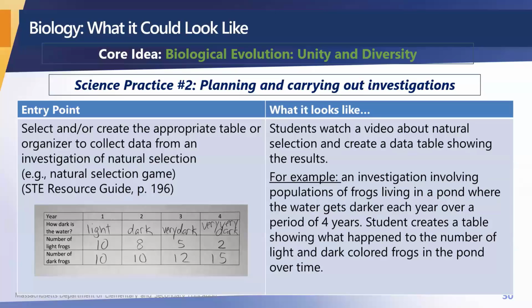So, for example, an investigation involving the population of frogs living in a pond where the water gets darker each year over a period of 4 years. Students can create a table showing what happened to the number of light and dark colored frogs in the pond over time. So these are observations. It's a very simple table, and they've filled it out, and at the same time learned something they might not have known before they watched this video.